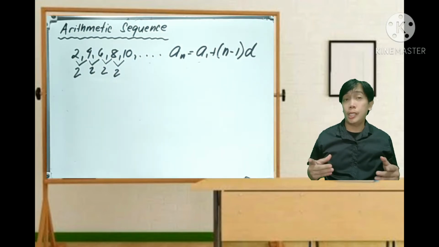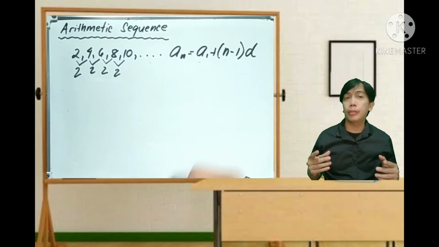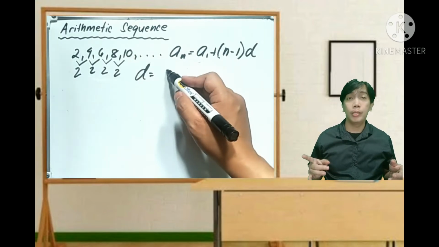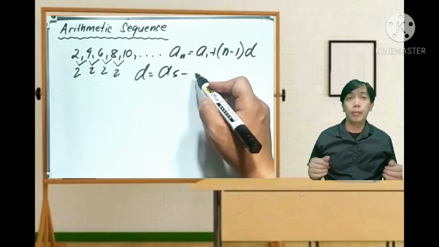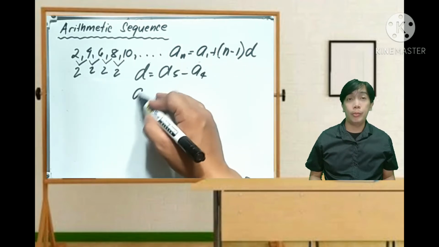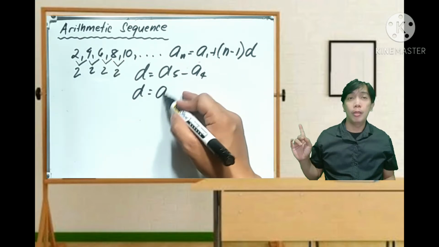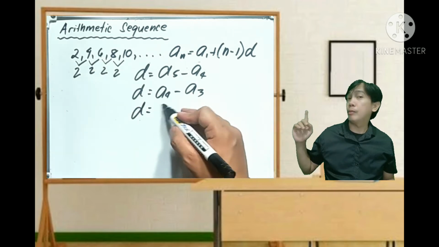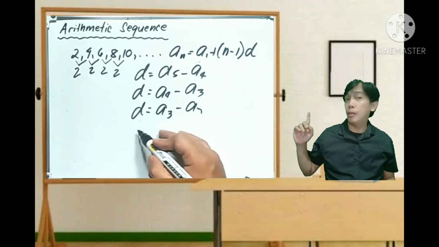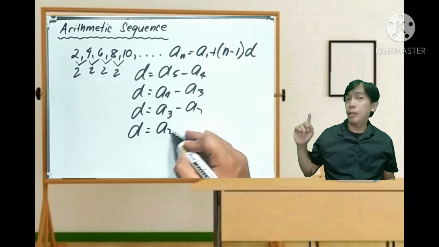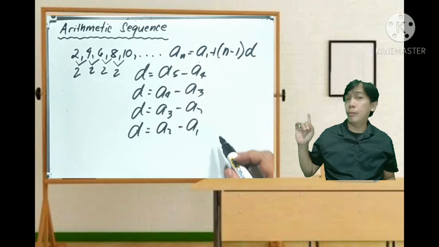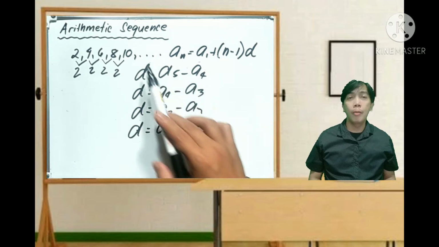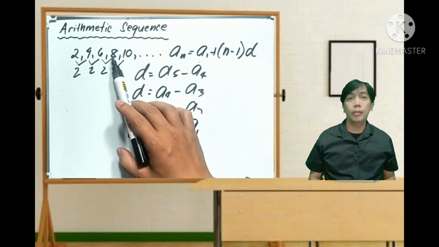In order for us not to be confused regarding the common difference, let us try to rewrite the common difference, which is here a sub 5 minus a sub 4. So we have here a sub 4 minus a sub 3. We have a sub 3 minus a sub 2, and a sub 2 minus a sub 1. In short, the common difference is the difference between two consecutive terms.